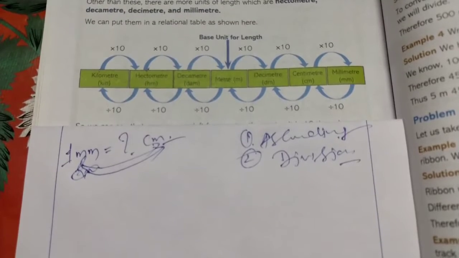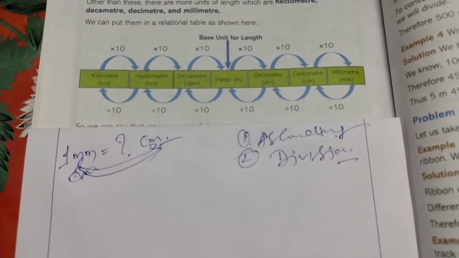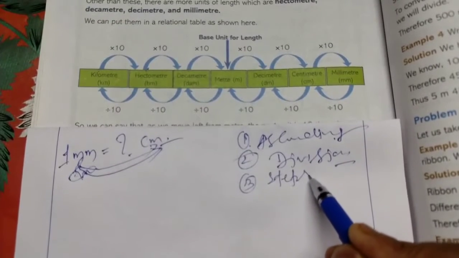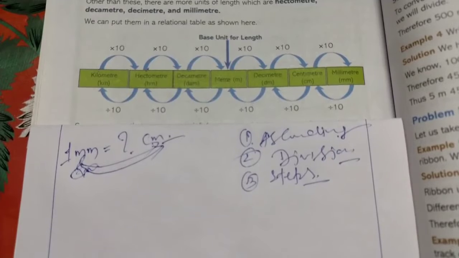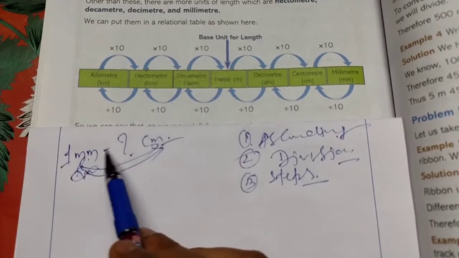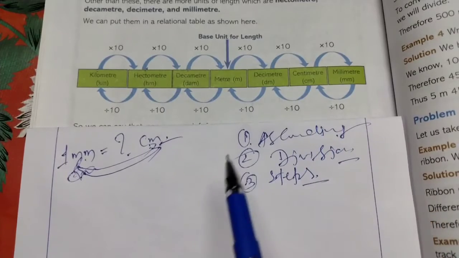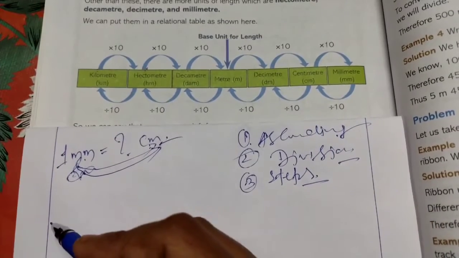Now the question which may come to your mind is: by how much? That means you always have to divide by 10. Next you have to count the total number of steps. How many steps are you going to jump? From milli to centi, only one step we are going to jump.